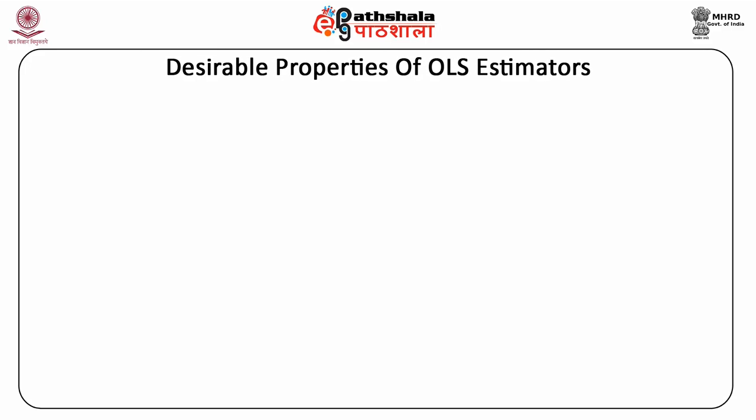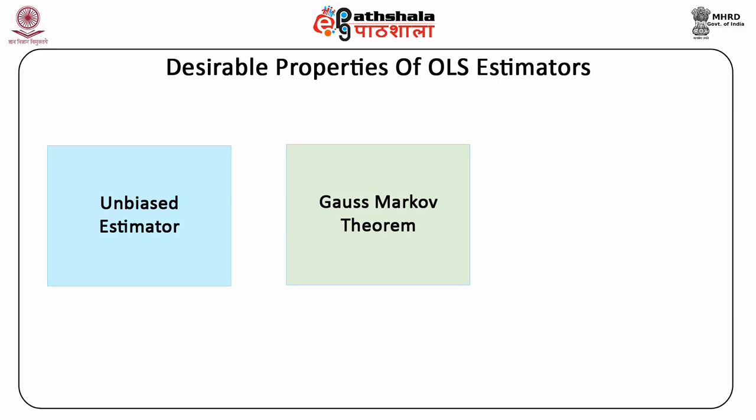Before examining the properties of OLS estimators under the statistical assumptions of the CLM, we pose the following question. What are the desirable properties for an estimator? The three desirable properties are: first, unbiased estimator; second, Gauss-Markov theorem; and third, the ability to perform statistical tests. If these occur, the inference process will be carried out in optimal conditions.